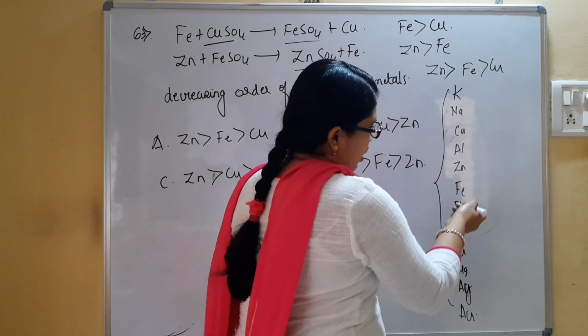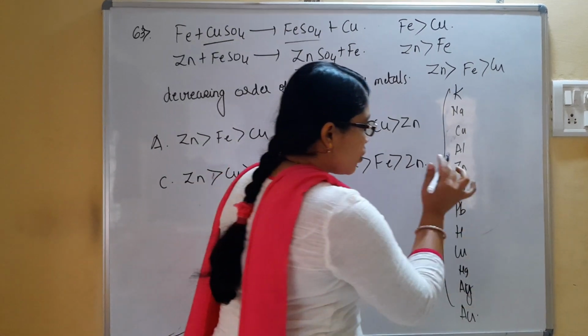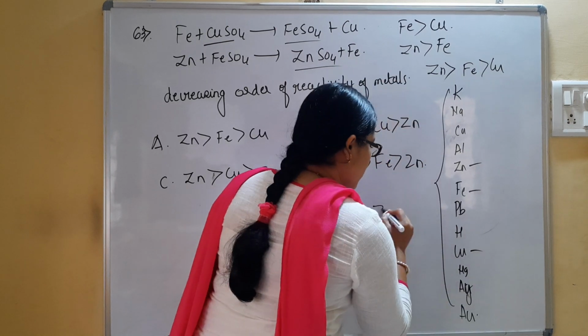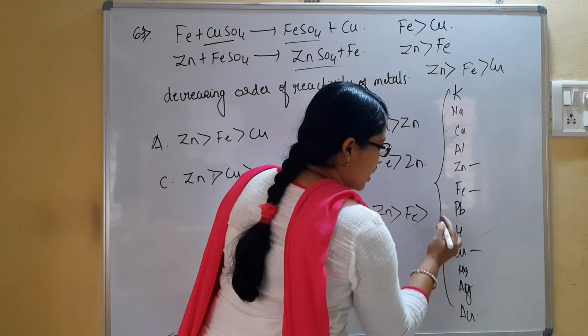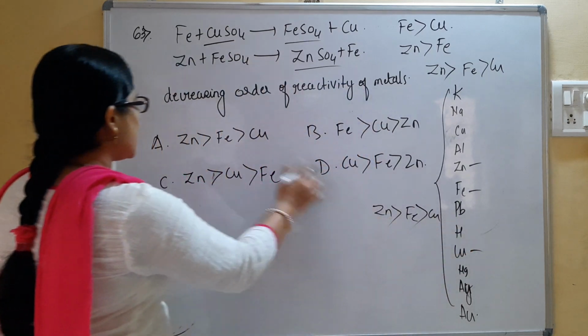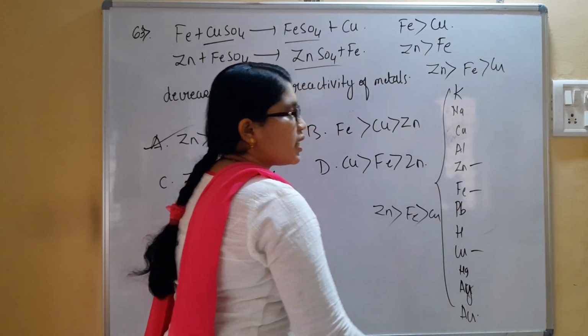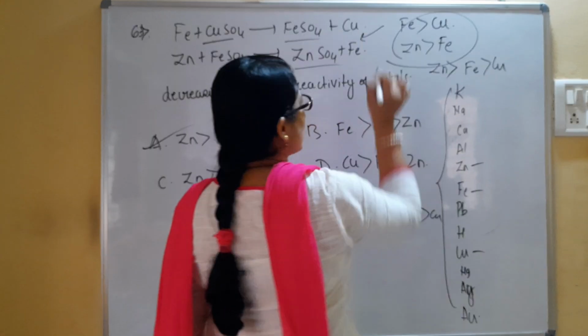So above aluminium, all these are considered as strong metals. So if you see the series, Zn is first, Fe is next, copper is least. So Zn is highest reactivity, Fe is next, then you have Cu. So which option is correct? A is the correct option. By using the reactivity series you can do, or just by directly substituting the equations also you can do.